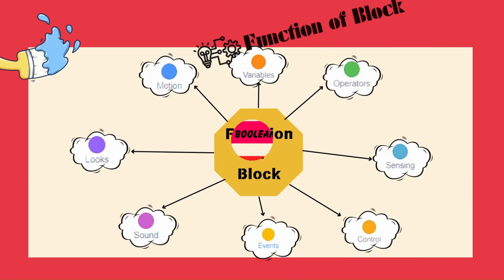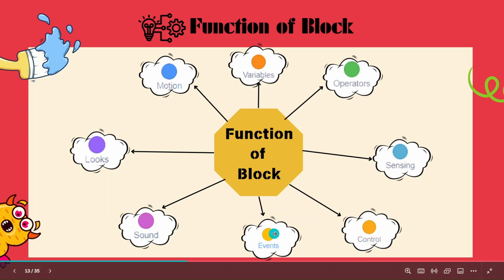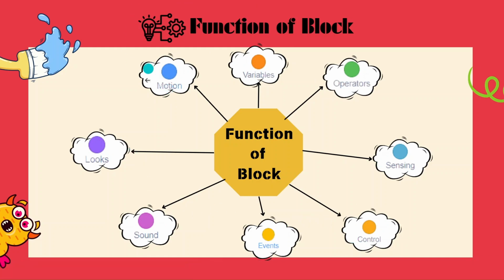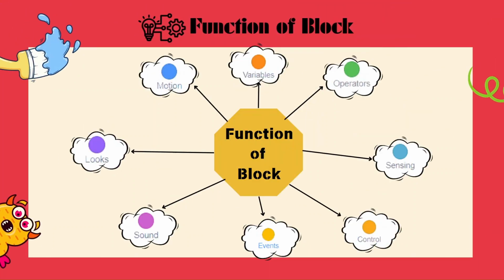Now moving on to the other type of blocks on the basis of function, there are different types. As you can see: variables, operators, sensing, control, events, sound, looks and motion. I told you about motion blocks, right? We haven't discussed them in detail, but for now we are just categorizing them. First we will learn them on the basis of shape of blocks, and then we will jump on to the function of blocks. So now you all have the basic overview of all the blocks.